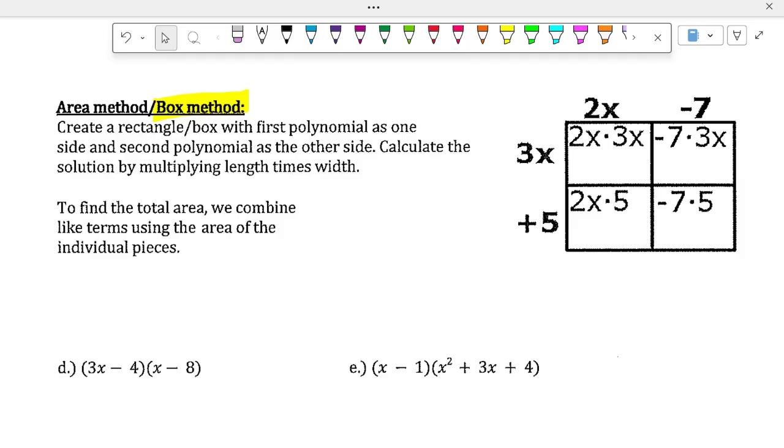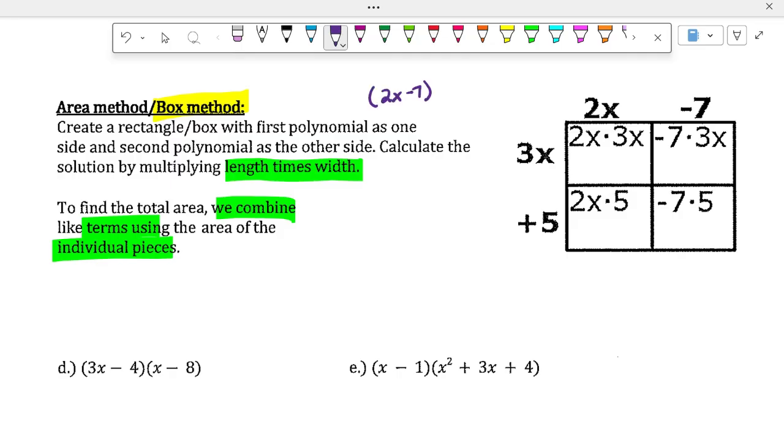So remember, box method is when you create a rectangular box with the first and second polynomial, and you're calculating by multiplying the length times the width. In other words, it's like an area model. That's why it's called the area method. Then to find the total area, you combine like terms using the area of the individual pieces. So for this one, they're doing 2x minus 7 times 3x plus 5. They already went ahead and wrote them along the sides.